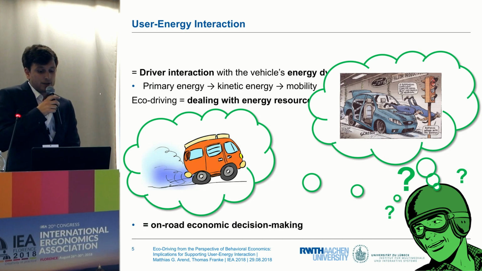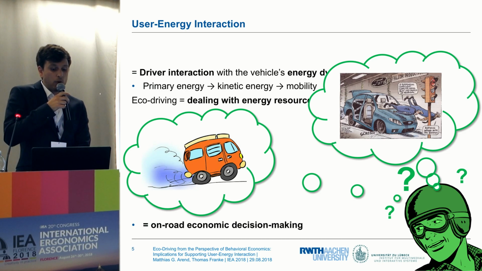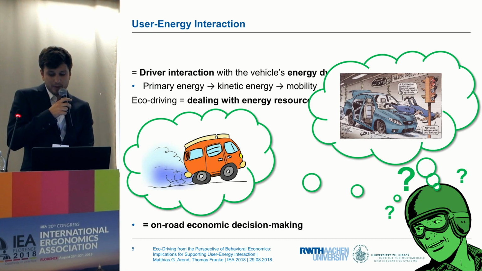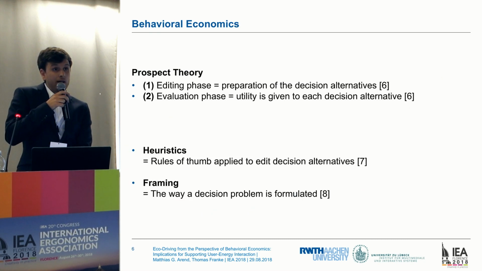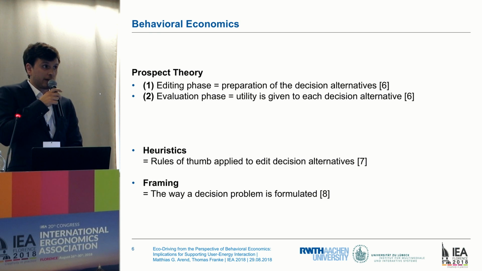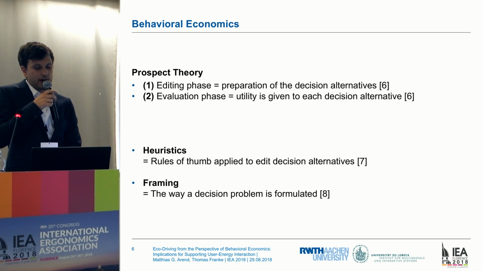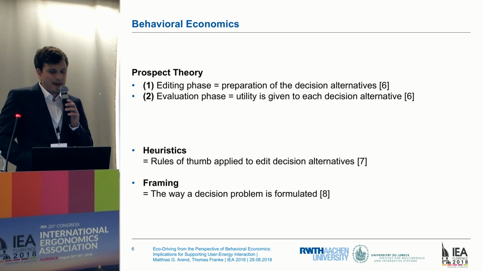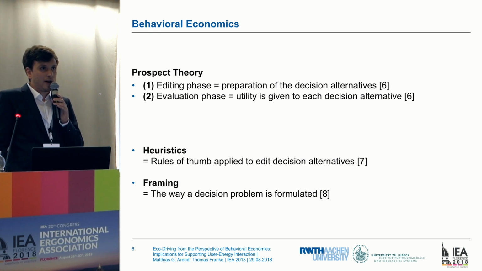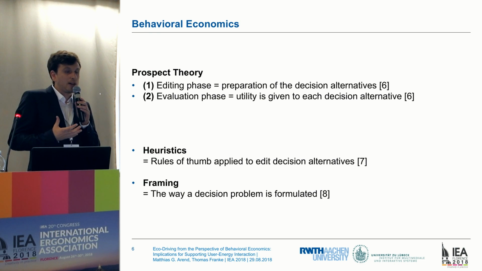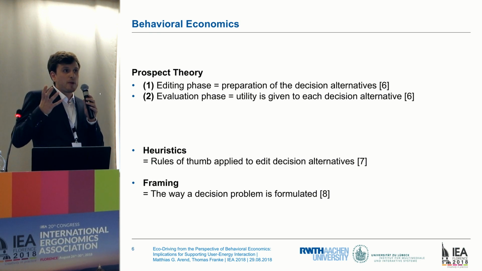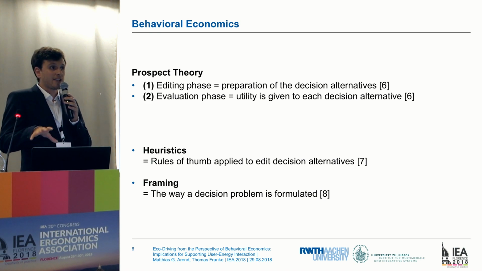So drivers have to make economic decisions on the road, and user energy interaction and eco-driving can both be regarded as on-road economic decision-making. A framework for this economic decision-making from a psychological perspective is behavioral economics. And a theory which is quite basic and quite important for behavioral economics is the prospect theory. The prospect theory is a very big framework. I'm only going to focus on the aspects which are important for our work.